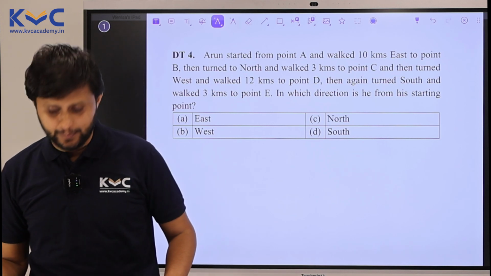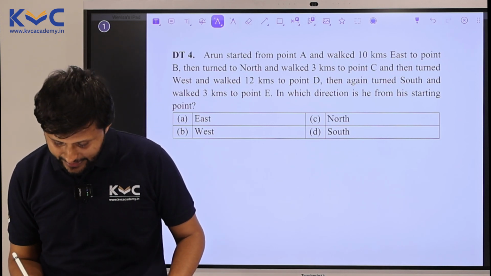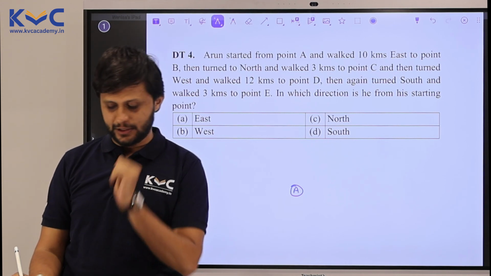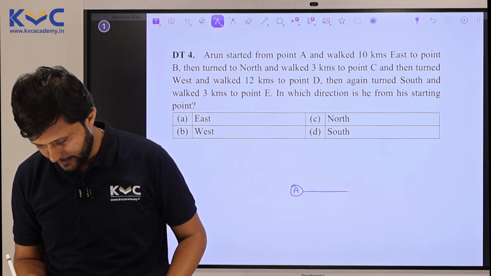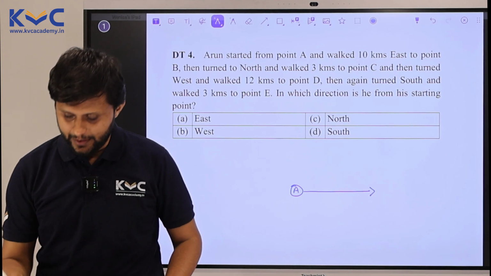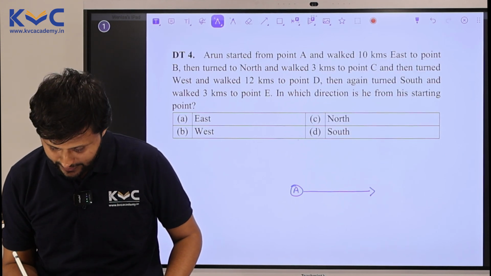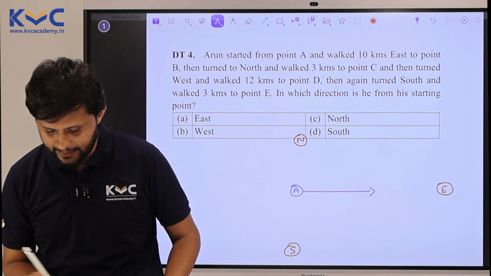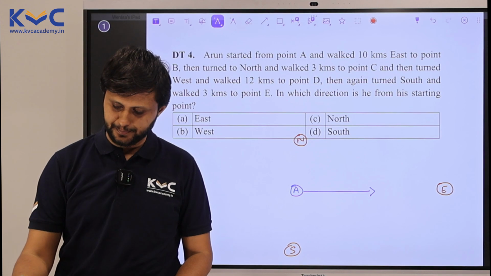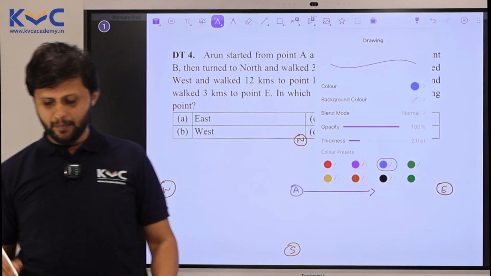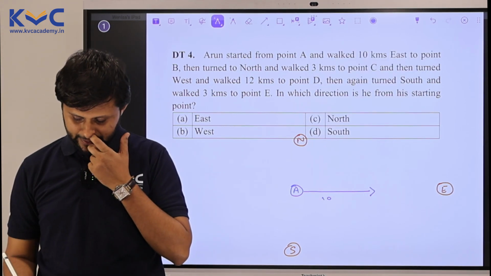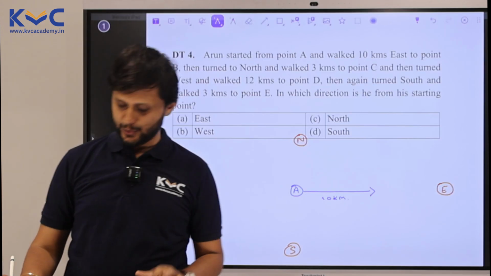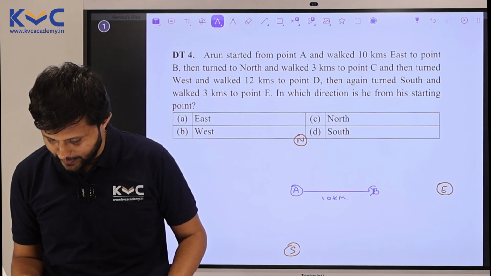This time it's Arun. He starts from point A. There is point A over here. Correct? Okay. And walked 10 kilometers towards east. No doubt this time. We clearly know. Let me mark them also. This is north. This is south. This is east. And this is west. Perfect. Back to my color, blue color. This is 10 kilometers. And where is he walking this 10 kilometers? 10 kilometers towards B. Okay, now this is B.